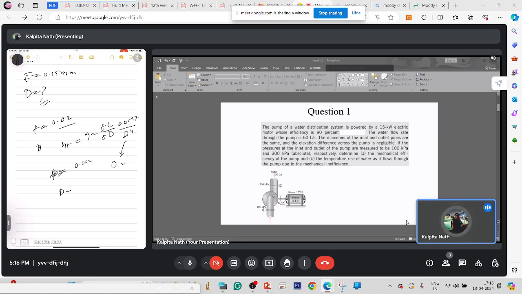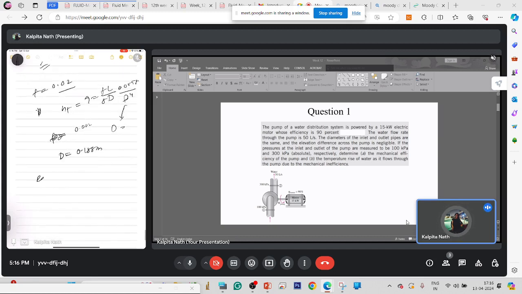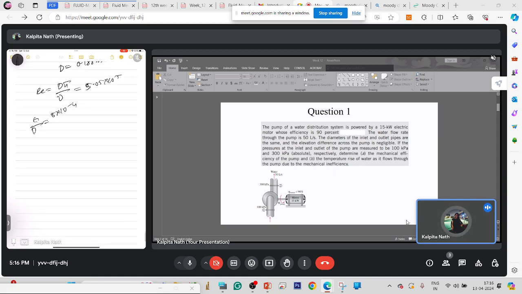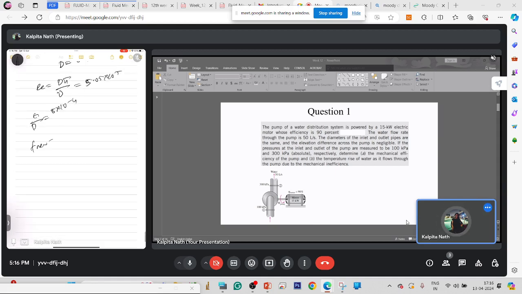So d has been calculated as 0.188 meter, right? If d has been calculated as such, the Reynolds number can also be calculated, du bar by nu. It came out to be 5.05 into 10 to the power 5, and epsilon by d came out to be 8 into 10 to the power minus 4. So from the Moody's plot we got f new. F new is equal to 0.018.